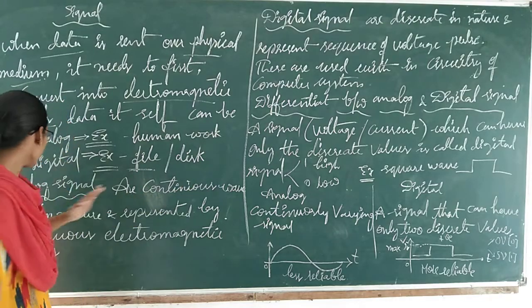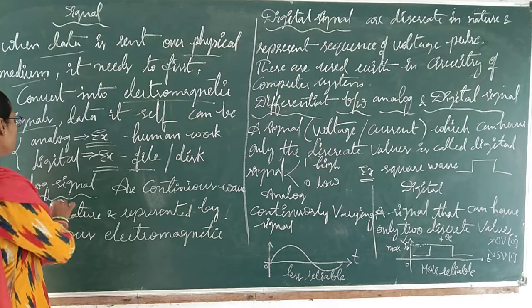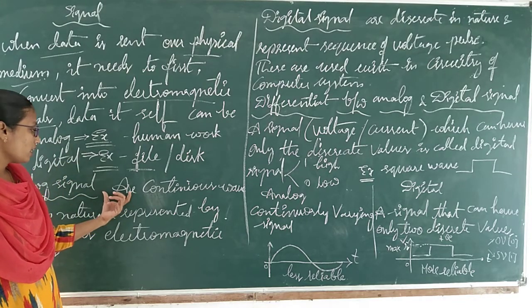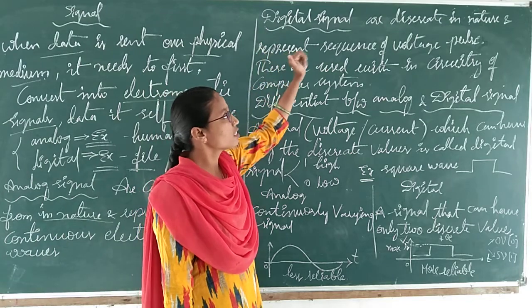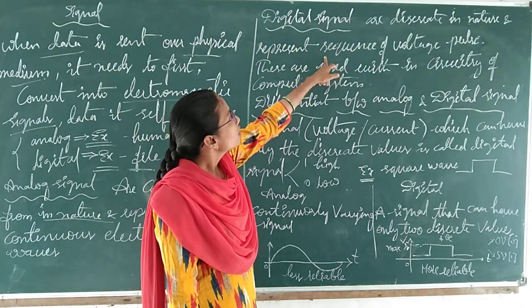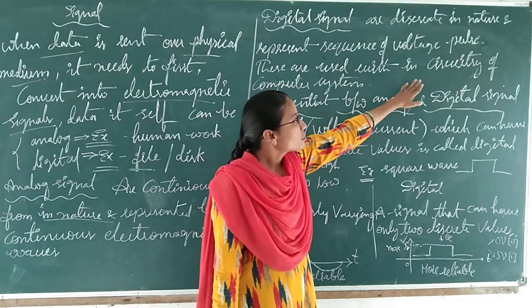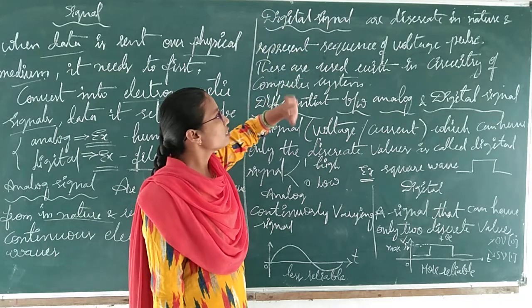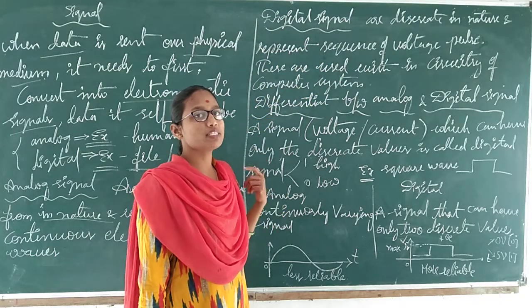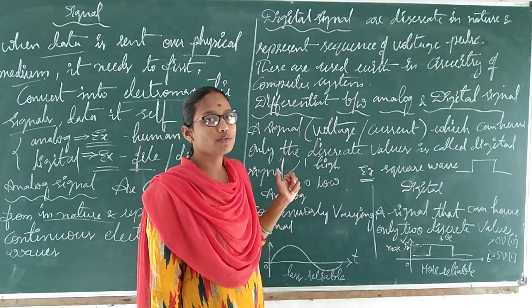Analog signals are continuous waveforms in nature and are represented by continuous electromagnetic waves. Digital signals are discrete in nature and represent a sequence of voltage pulses. These are used within the circuitry of a computer system.